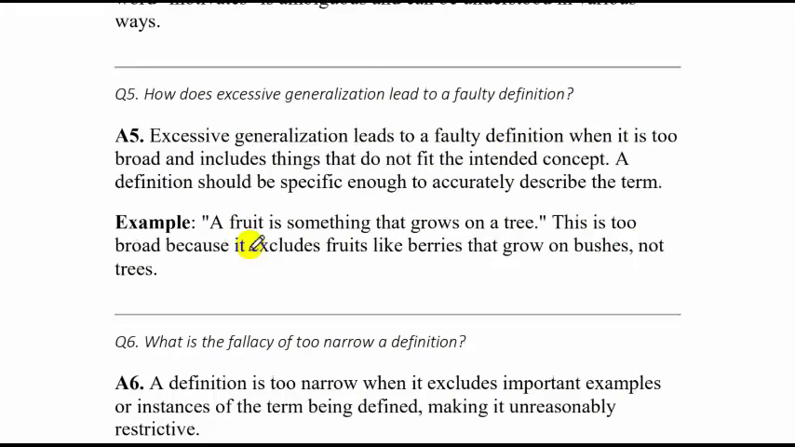Question 5. How does excessive generalization lead to a faulty definition? Excessive generalization leads to a faulty definition when it is too broad and includes things that do not fit the intended concept. A definition should be specific enough to accurately describe the term. Example: a fruit is something that grows on a tree. This is too broad because it excludes fruits like berries that grow on bushes, not on trees.